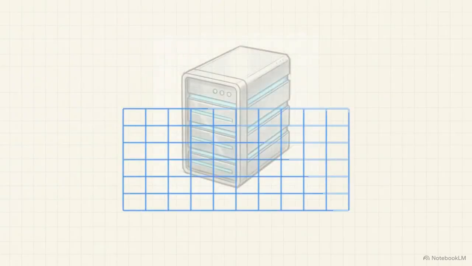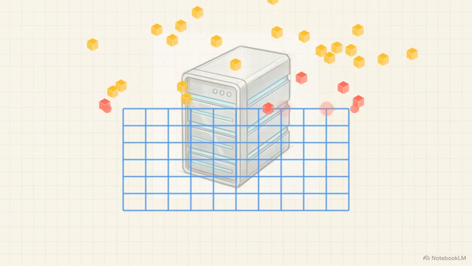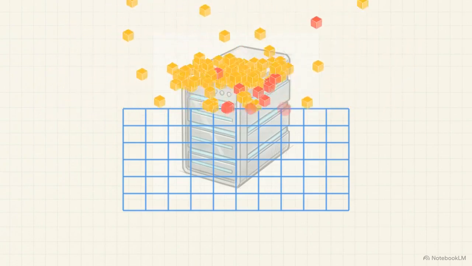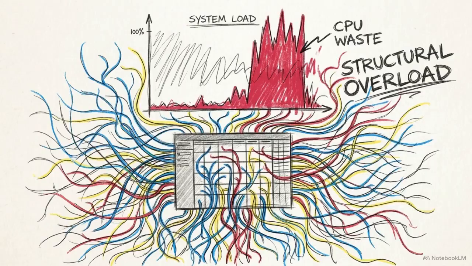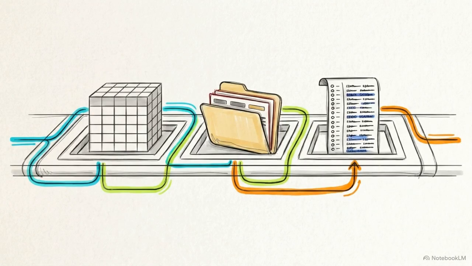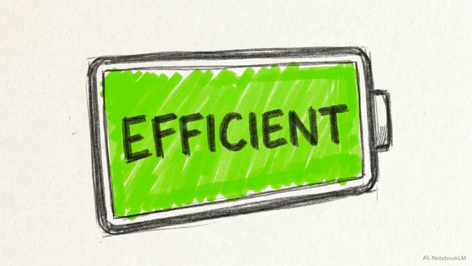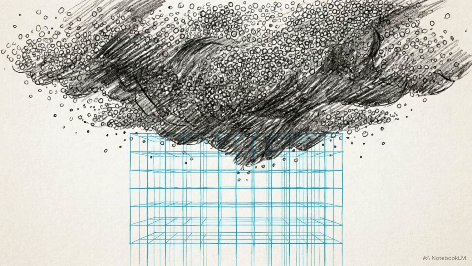If you force one of these data shapes into the wrong engine, you force the database to perform constant structural conversions. It builds excessive indexes or scans large amounts of irrelevant data. Correctly matching the data shape to the storage engine eliminates this internal friction, which translates directly to lower energy consumption per request. Let's see what happens when we ignore these shapes.